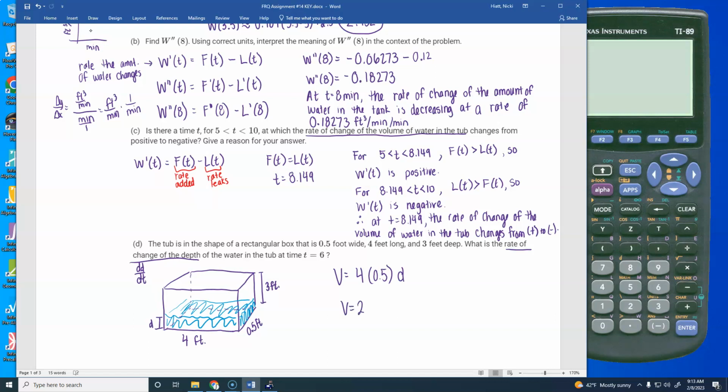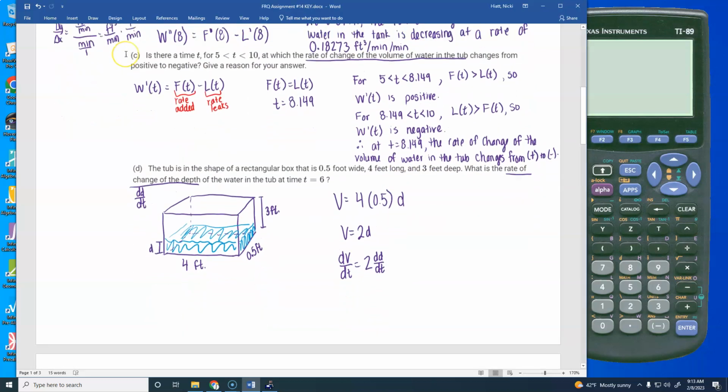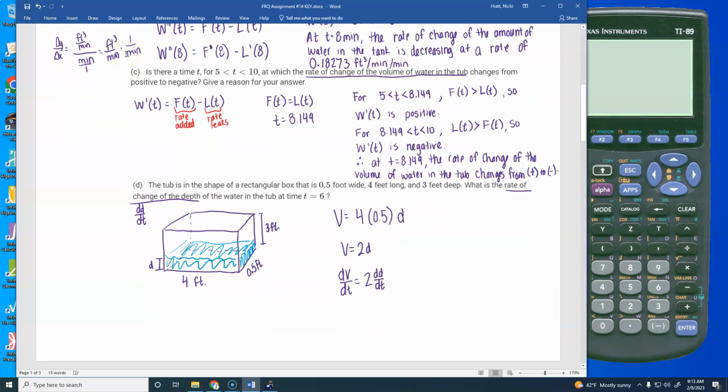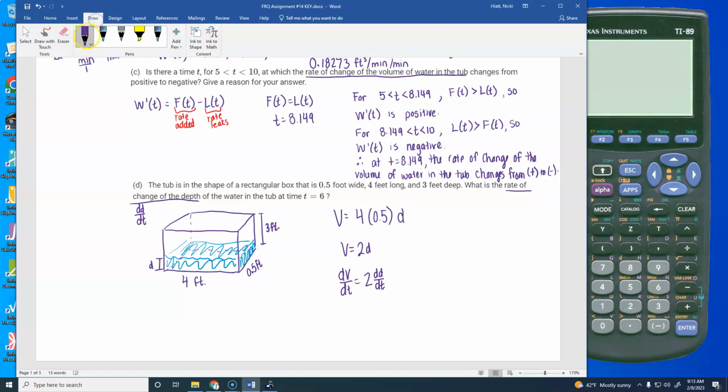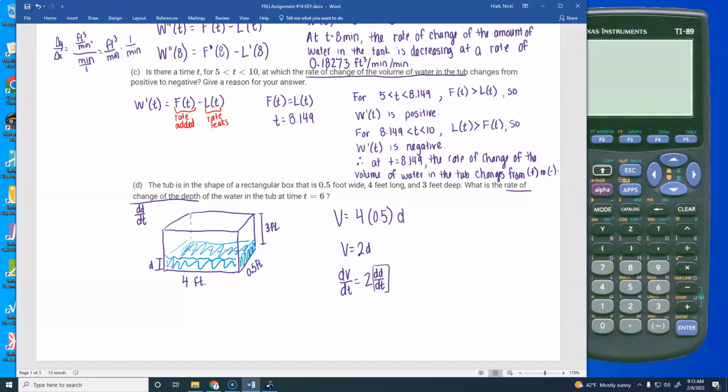So first we're going to do V equals 2D, because that just makes it a little easier to deal with. We're going to take the derivative of that with respect to t. So dV/dt equals 2 dD/dt. dD/dt is what it's asking for. That's what I'm trying to find, so I'm not replacing it. dV/dt.